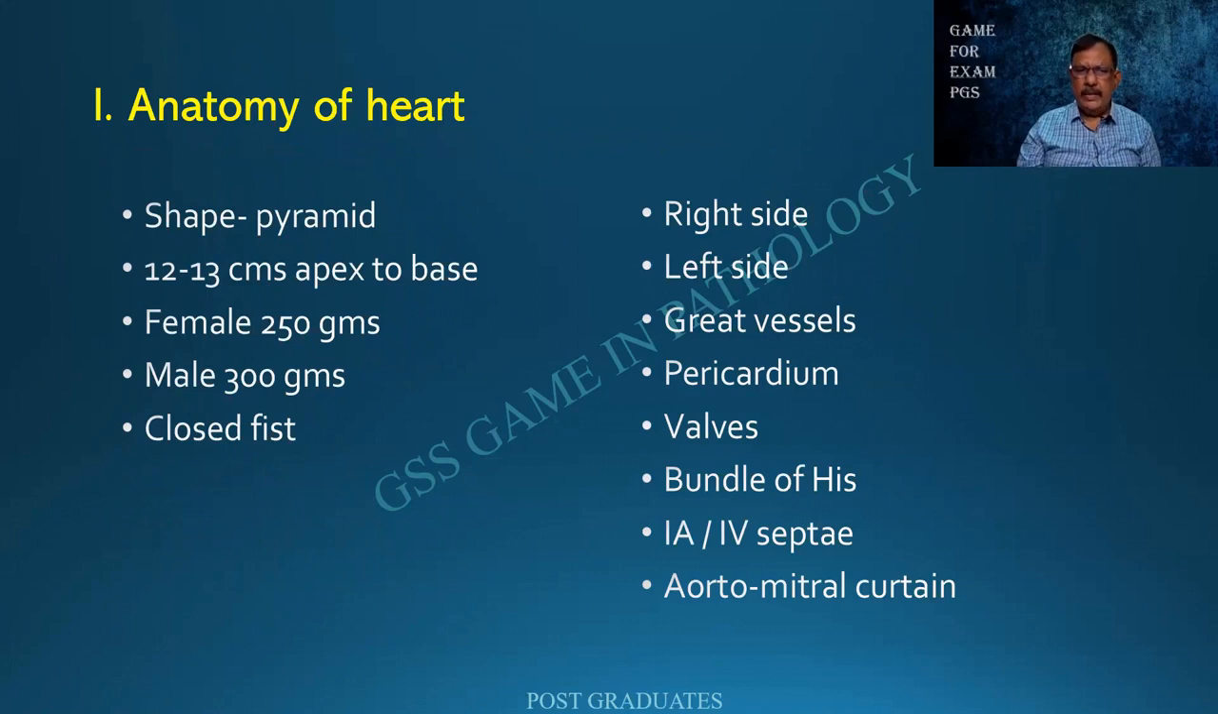Coming to the anatomy of the heart, the shape is pyramidal. Sometimes it can be more ovoid or bulging. 12 to 13 centimeters will be the distance from the apex to the base. I shall tell you what the apex is, what the base is. The weight of the heart, always the males have a larger heart. Maybe they are more magnanimous, but not really. 300 grams. Females, it is 250 grams. Roughly, it is about the size of a closed fist.